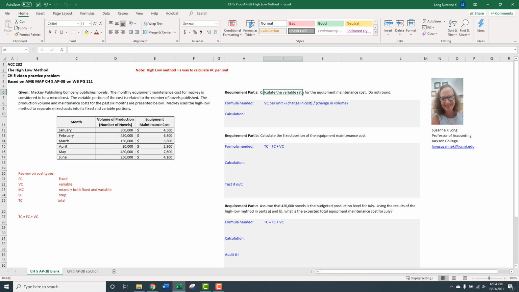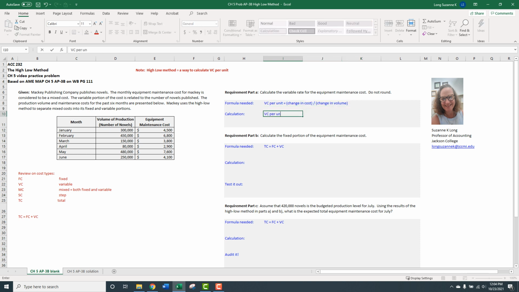You have to know it's chapter 5. We're working on high-low method. Something about variable. Yeah, we got to do this. So you need this formula. Variable cost per unit equals the change in cost divided by the change in volume. So we're going to do that.